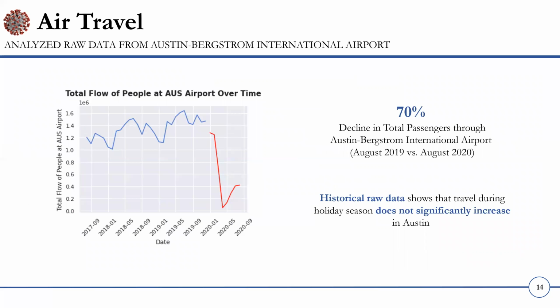We also analyzed air travel, and we believe that combining both ground and air travel will provide a more complete picture. And here we've observed a 70% decline in total passengers passing through Austin's International Airport. And after analyzing historical data, we also noticed that the number of passengers traveling during the holiday season does not significantly increase from previous months, and we kept this information in mind.